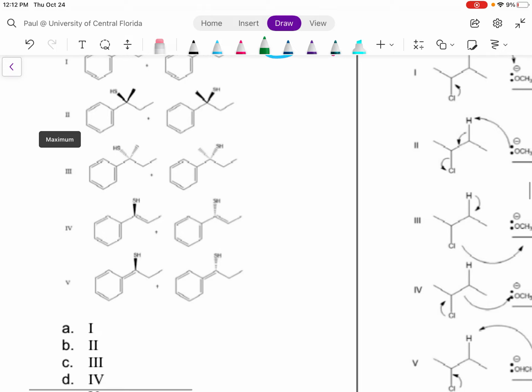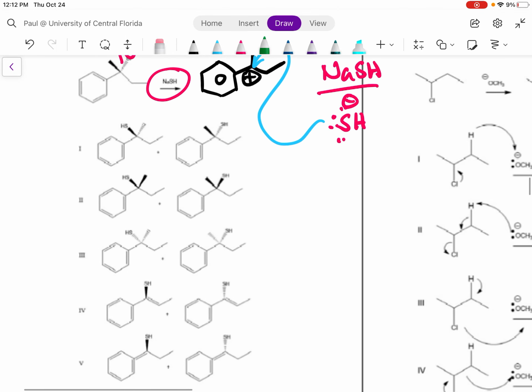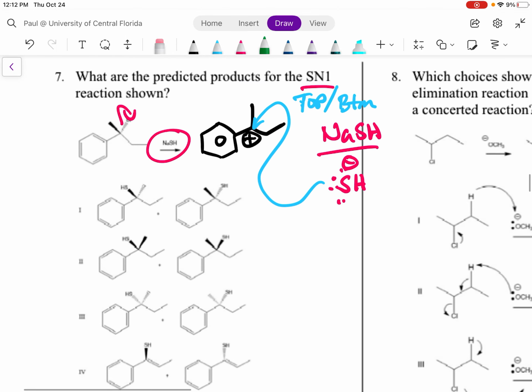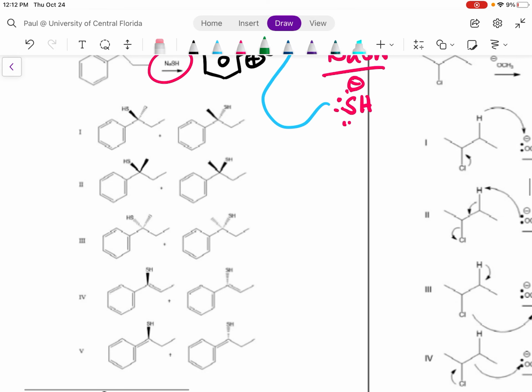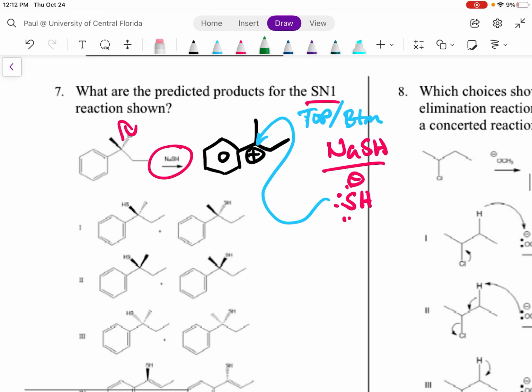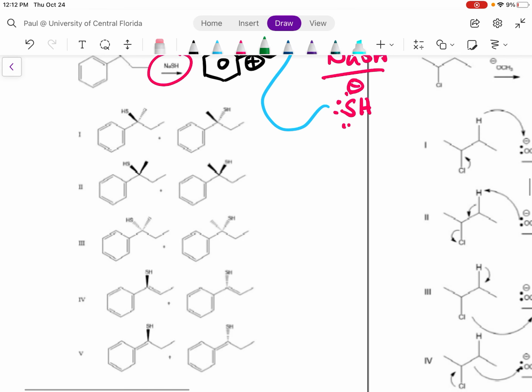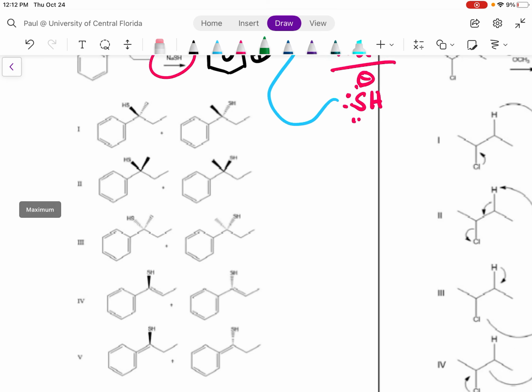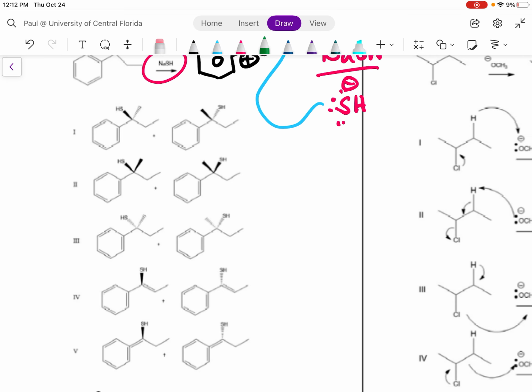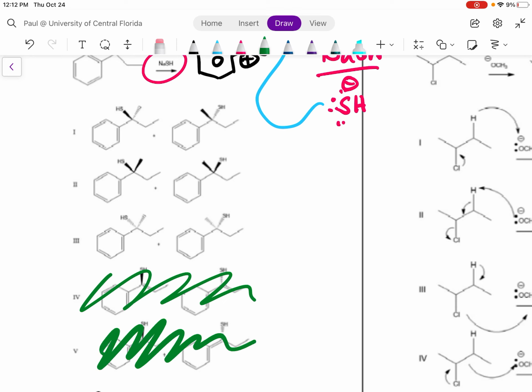Okay, so that's question 7. So what would the correct answer be? Because it told you it's SN1, you can eliminate that as an option because that's a double bond. That's an alkene. That's an elimination. That's another elimination. So that's off the table.